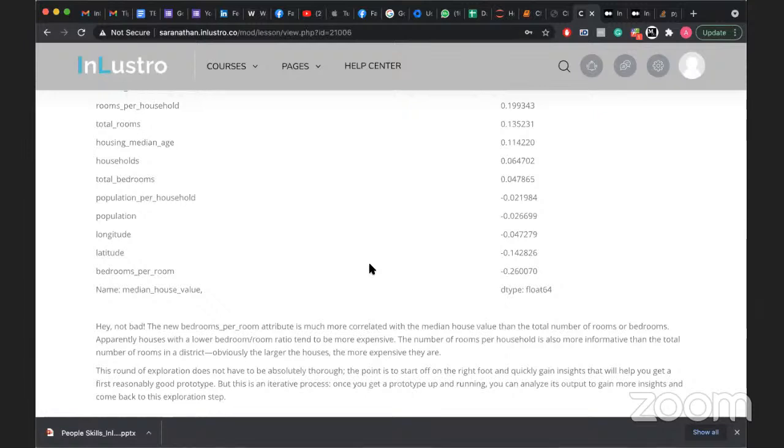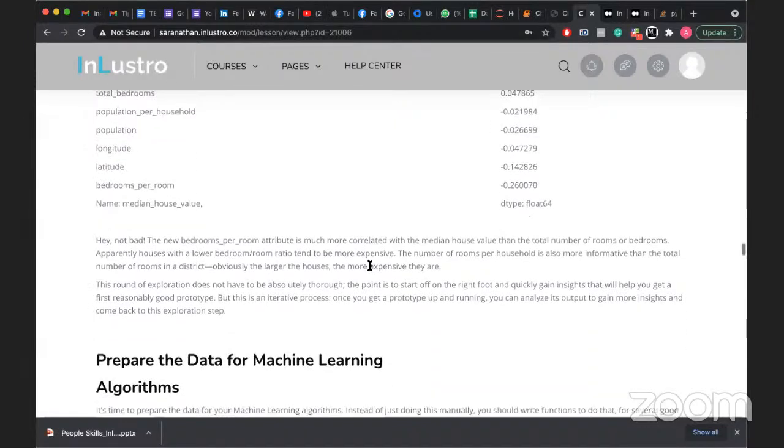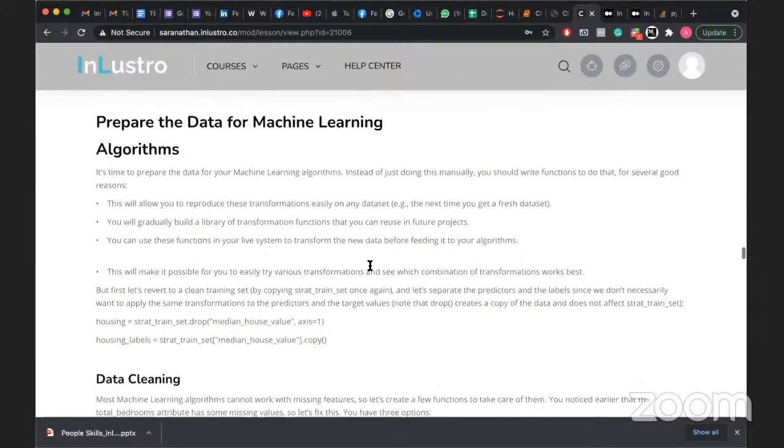Now, this round of exploration does not have to be absolutely thorough. The point is to start off on the right foot and quickly gain some insights that will help you get a reasonably good prototype. As you can clearly see in this example, we were able to make some intelligent guesses. However, it may not be that easy for every domain or every data set. This may be an iterative process. Once you get a prototype up and running, you can analyze its output to gain more insights and come back to the exploration steps.